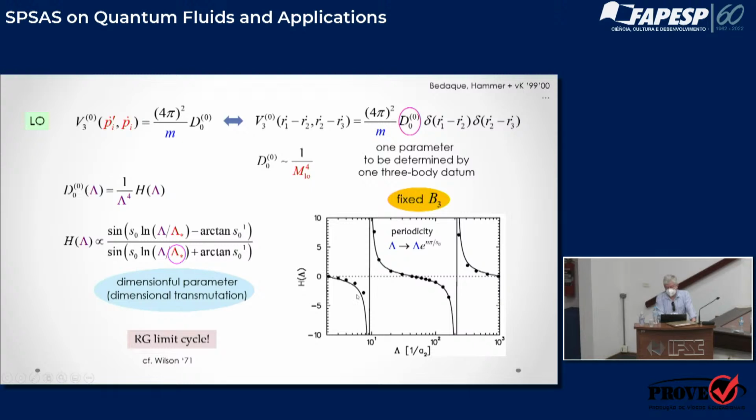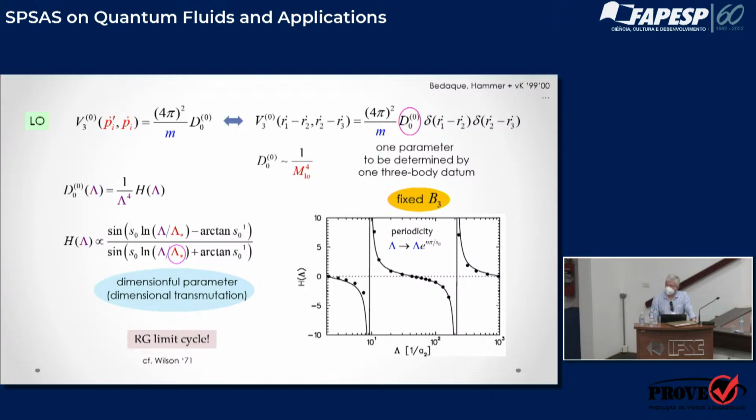So if I plot this analytic form for the three-body force, that's the solid line, and the points are the result from the numerical evaluation. I find out numerically which three-body force I need to get, say, the fixed scattering length, and you see that the analytic form works pretty well. And it gives us an insight because you see that the three-body force is periodic under a change of the cutoff. It's periodic with this factor of exponential of n pi over s0. So this is what in the language of the renormalization group is called a limit cycle.